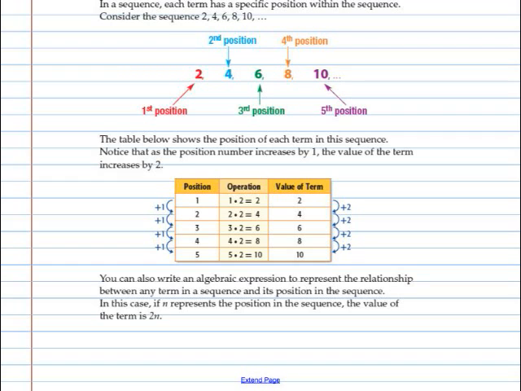In a sequence, each term has a specific position within the sequence. Consider the sequence 2, 4, 6, 8. This is the first position, this is the second position, the third, the fourth, the fifth, and so on. The table below shows the position of each term in the sequence. Notice that as the position increased by 1, the value of the term increased by 2. So we actually have two patterns here. One for the position and one for the value of the term.